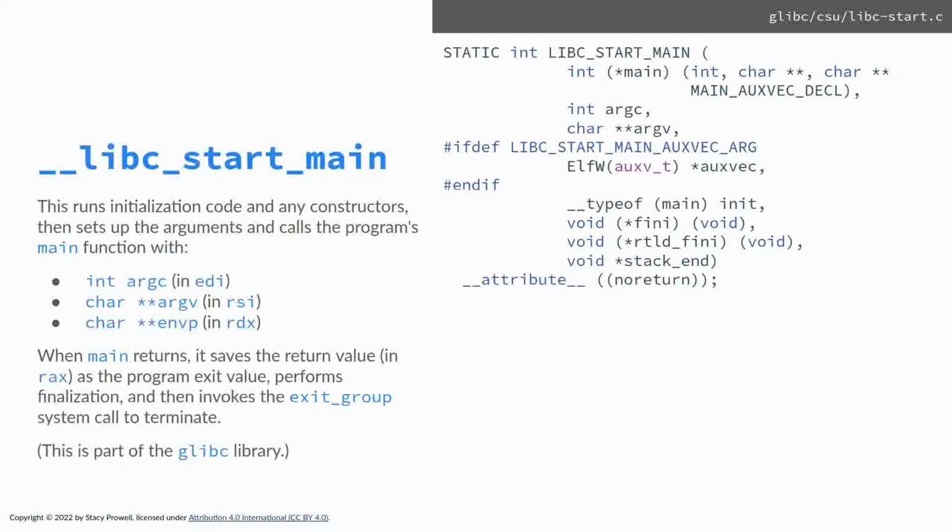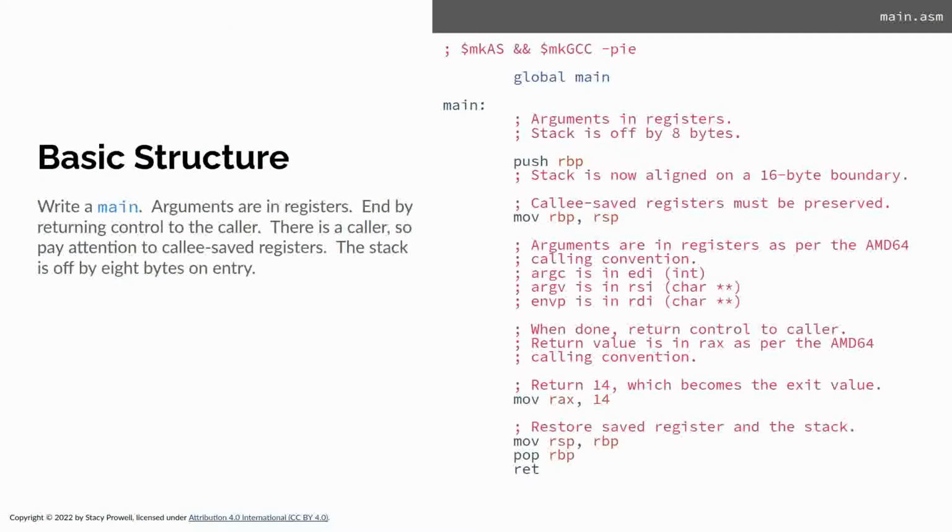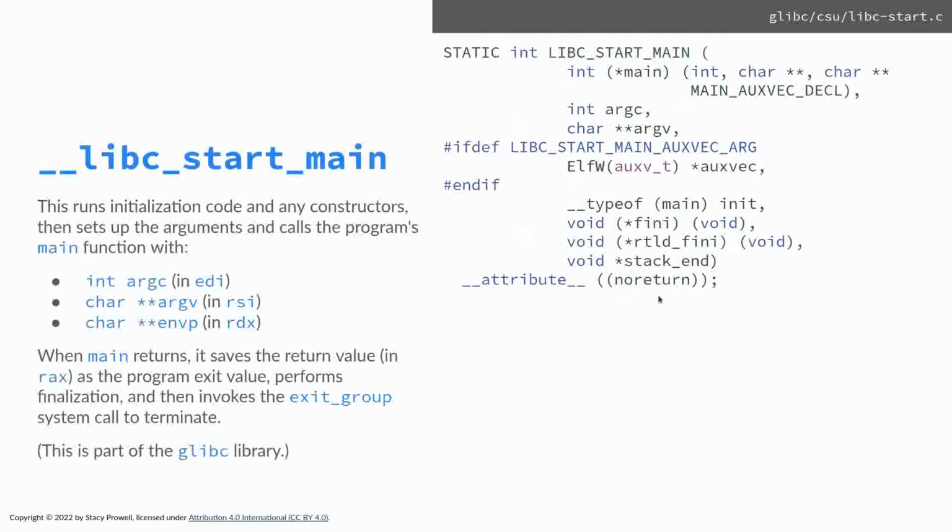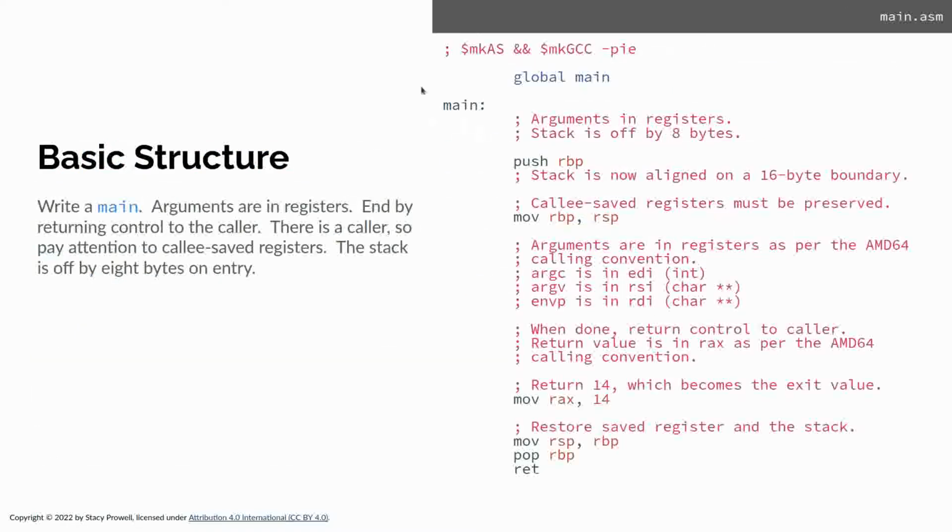So that's what it does. As a result of that, the structure of your code will look a little different. You'll write a main, and you'll expect the arguments to be in registers. The arguments are in registers, and the stack is misaligned by 8 bytes. The stack for this guy aligned the stack and then called main.